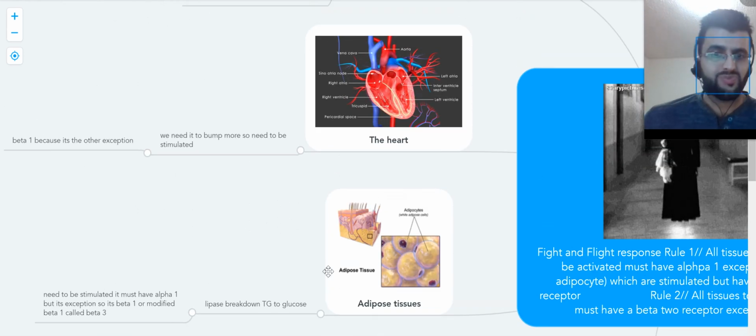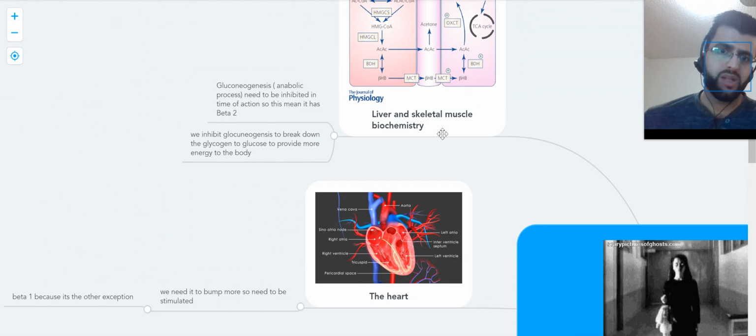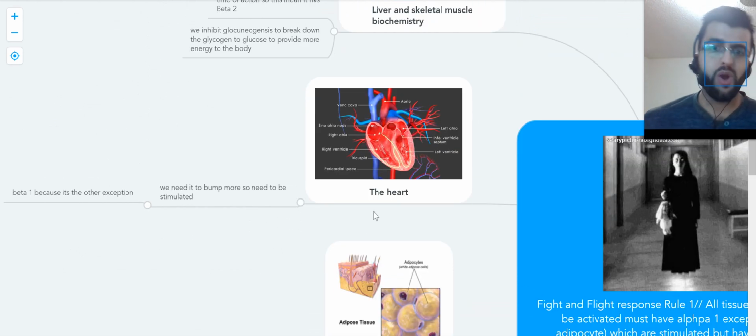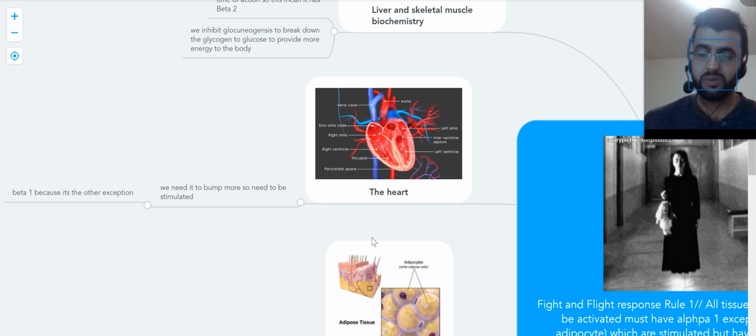Adipocyte has beta 3, which is modified beta 1. The one that needs to be activated is one of the exceptions. Liver and skeletal muscle, beta 2. And the heart, finally, we have beta 1, because rule number 1 says all tissues that need to be activated must have alpha 1, except heart and adipocyte that have beta 1. The heart has beta 1. It's one of the tissues that need to be activated.